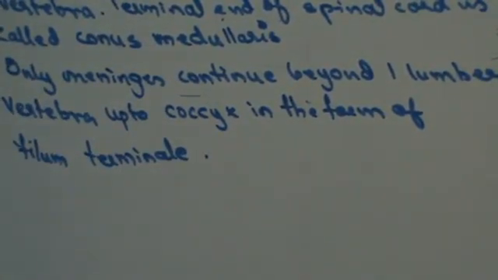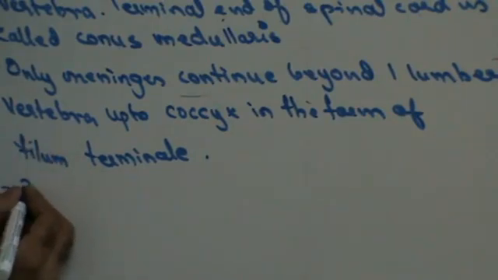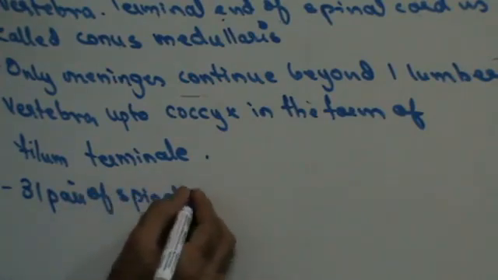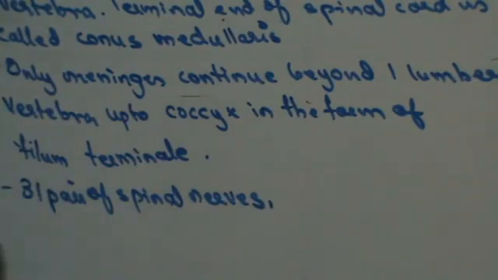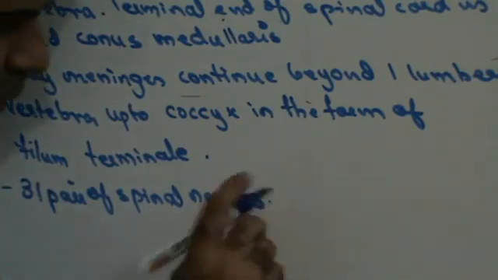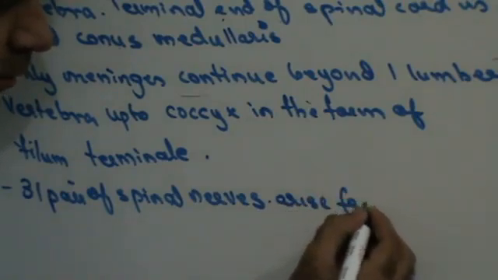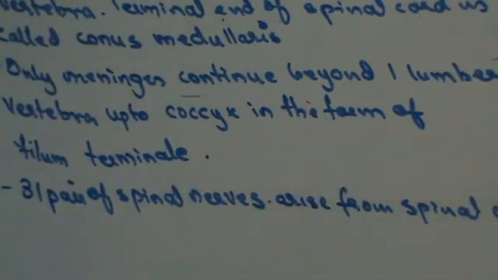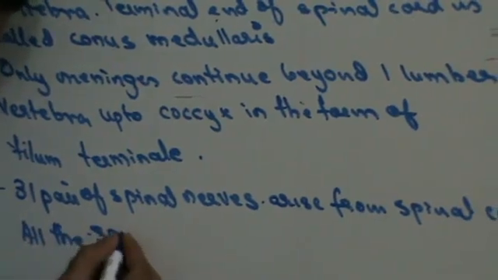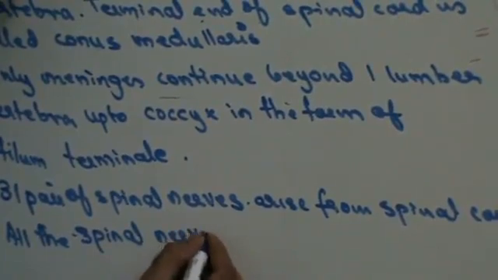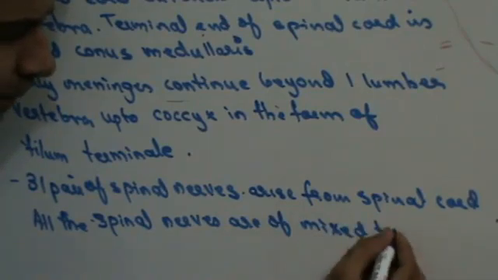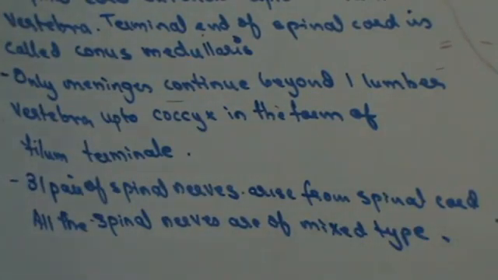Right? 31 pairs of spinal nerves arise from the spinal cord. All the spinal nerves are of mixed type. Right? So that's your spinal cord.